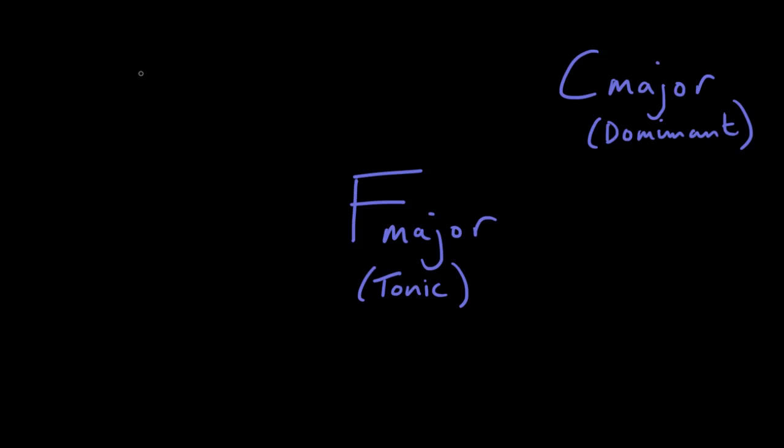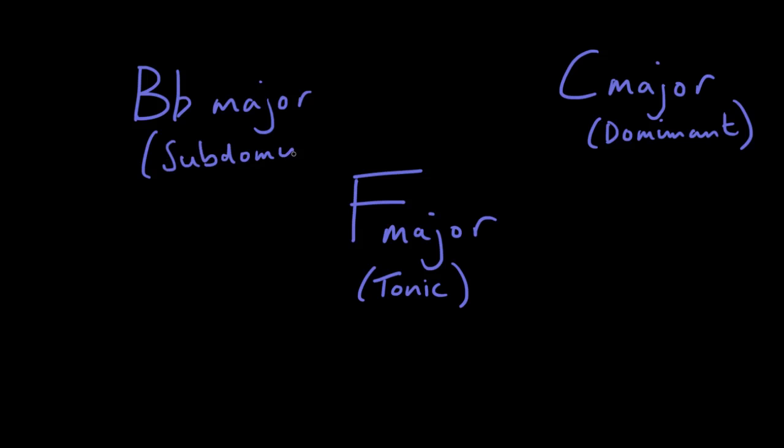We might choose to modulate to the subdominant. So in this case, that would be, of course, B flat major. And this is the subdominant. The subdominant, of course, being the fourth step of the scale. So the fourth step of the F major scale is B flat major. And if we wanted to modulate from the tonic to the subdominant, we make the move from F major to B flat major.